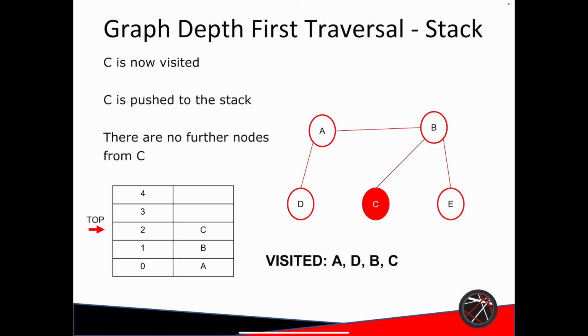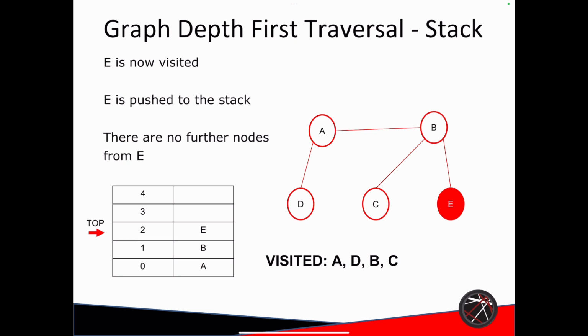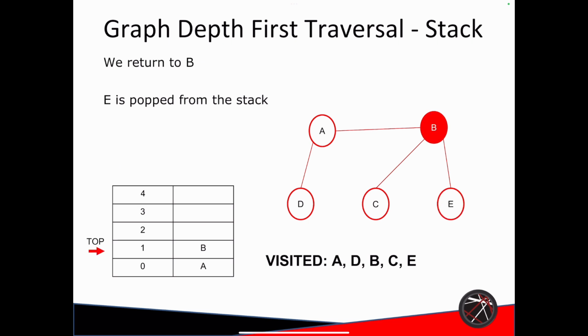Therefore, we need to backtrack now. So we're going to go back to B. Is there any other path to take from B? There is, and therefore there's E, and therefore we've now reached the end. But what we need to do then is pop these from the stack so we know that we've fully completed the graph. So we're now going to remove E.